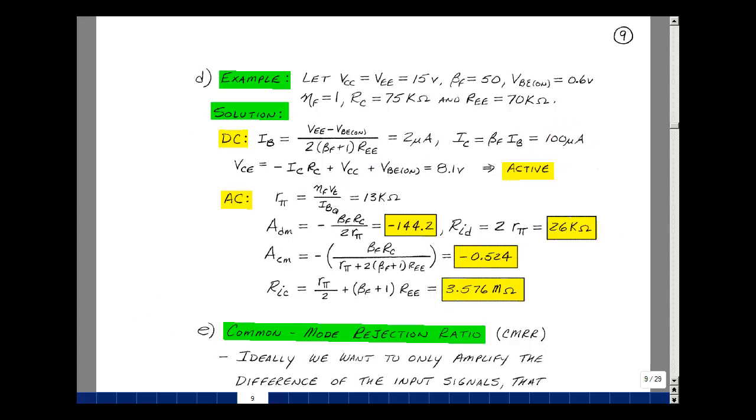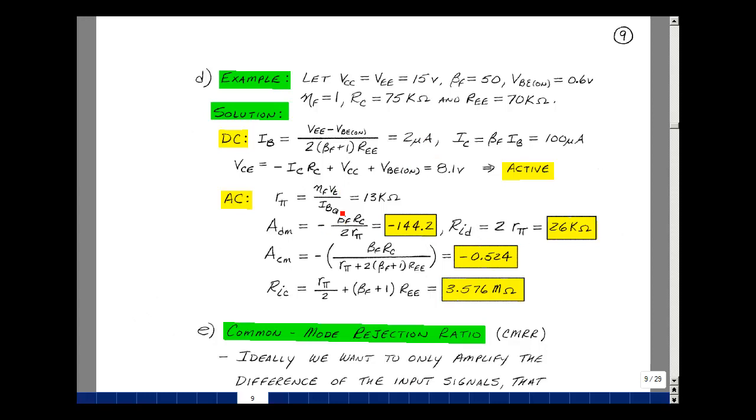The collector emitter voltage is equal to minus R sub C times I sub C plus VCC plus V BE on. 100 microamps times 75K with a minus sign plus 15, and then 0.6 is 8.1. So it is in the active region. R pi is A to F V sub T over I sub BQ, and that's 13K, using an I sub BQ of 2 microamps, and an A to F of 1, and a V sub T of 26 millivolts.